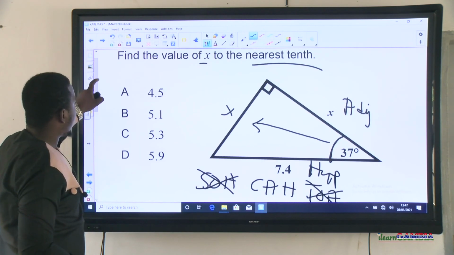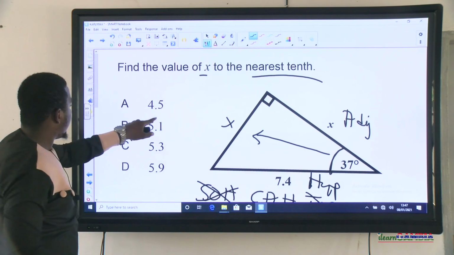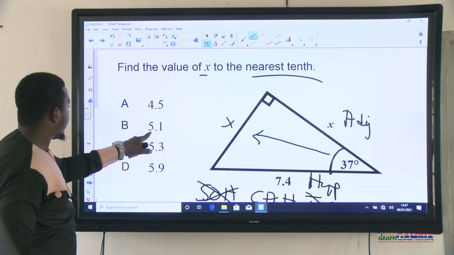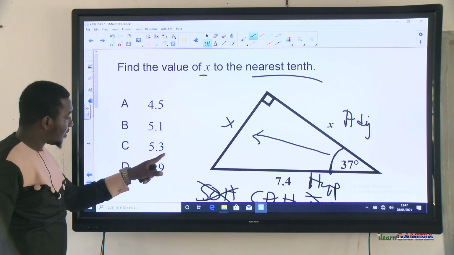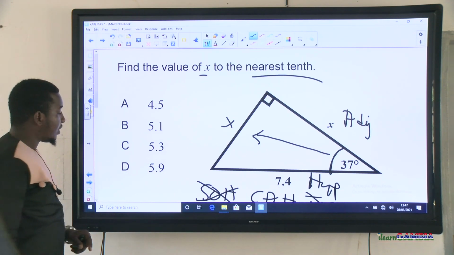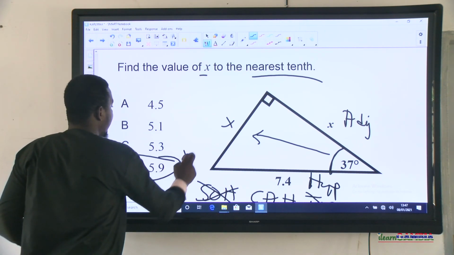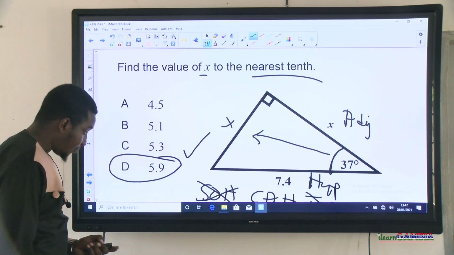If you look at our options, option A is 4.5, option B is 5.1, option C is 5.3, and option D is 5.9. So our correct answer there is going to be 5.9.